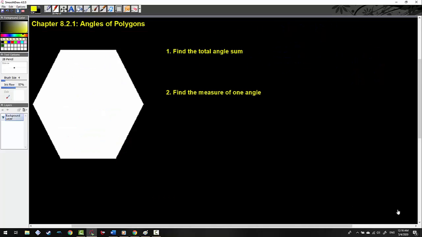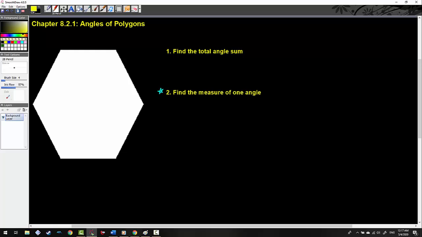Alright, let's take a look at this example right here. What I want to do is take this polygon here and find out the total angle sum of this polygon, and then I'm going to find the measure of one angle. Now before we begin number 2, I'm going to put a star next to it, because there's a special attribute about this polygon that needs to be true if number 2 is even going to be possible. And they will always tell you that this is true about the polygon, but we'll talk about that in just a second.